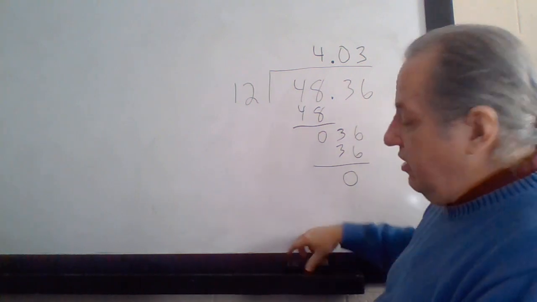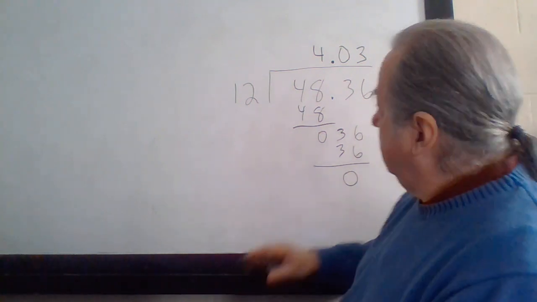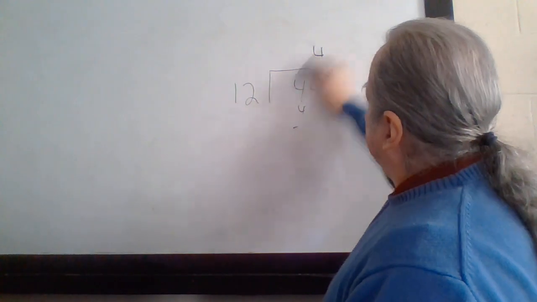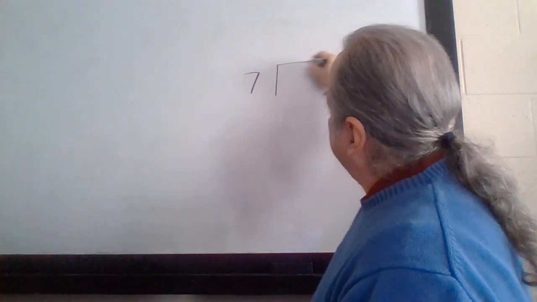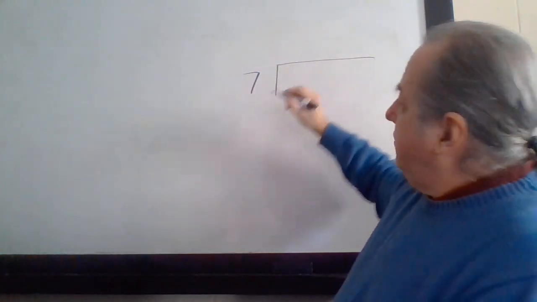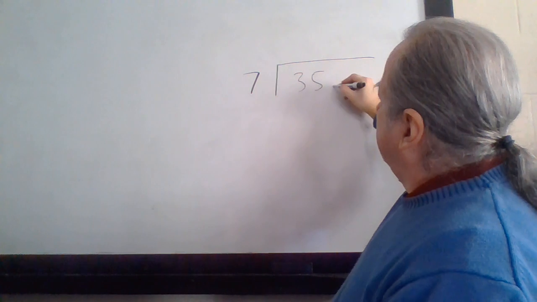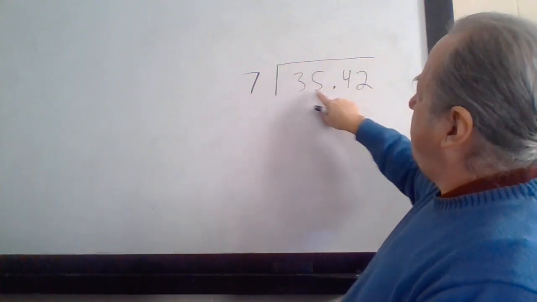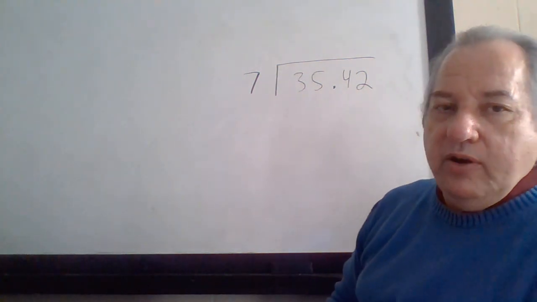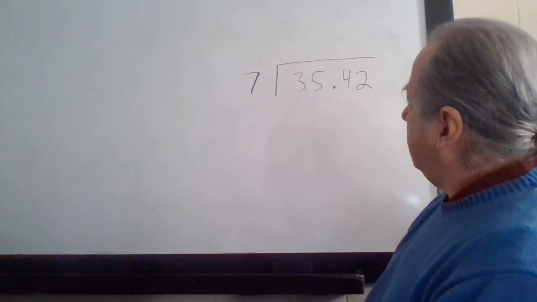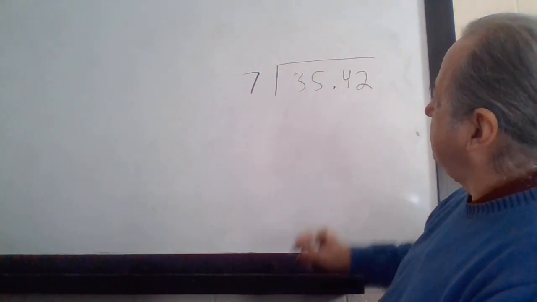So let me have you try one, and again, you can pause the video while you work on it, because I'm going to continue straight forward into the solution. So you're dividing 35.42 by 7. So go ahead and pause the video, and I will move on into the solution.